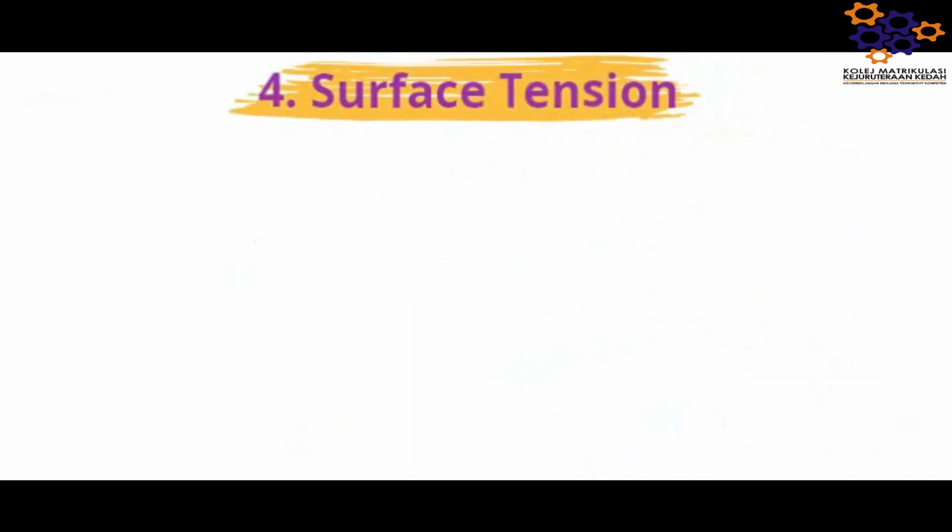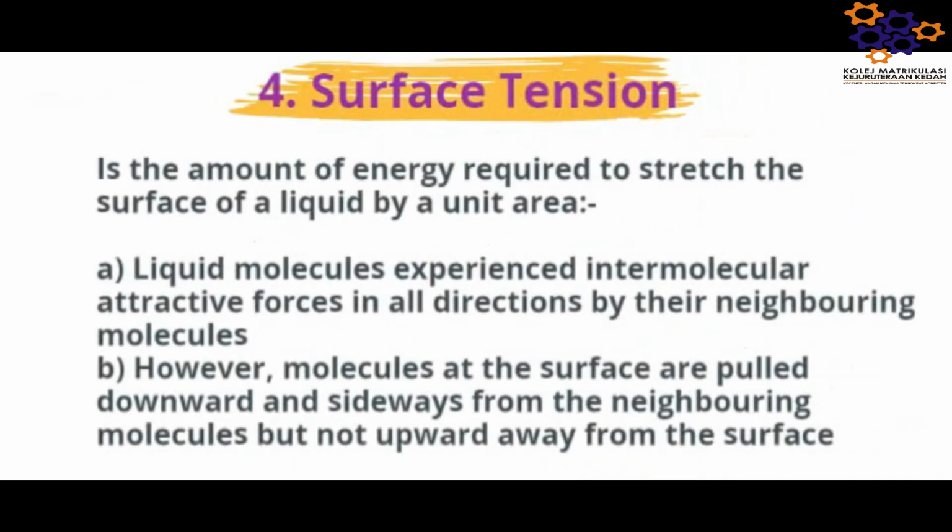Number 4. Surface tension. Molecules within a liquid are pulled by intermolecular forces equally in all directions. However, molecules at the surface are pulled downwards and sideways by other molecules, but not upwards away from the surface. These unbalanced intermolecular forces pull each molecule into the liquid and cause the surface to tighten like an elastic film.